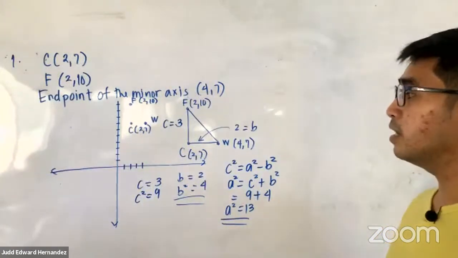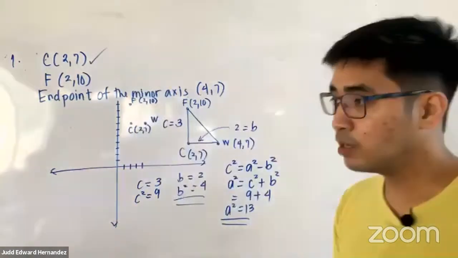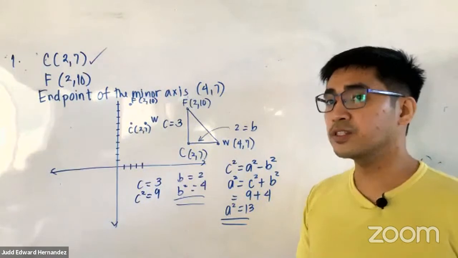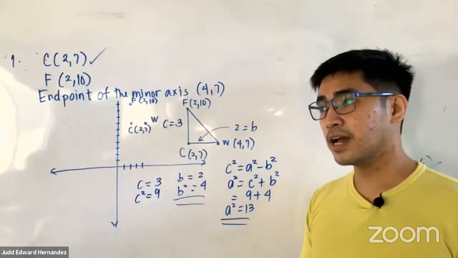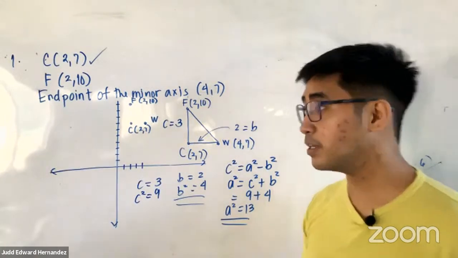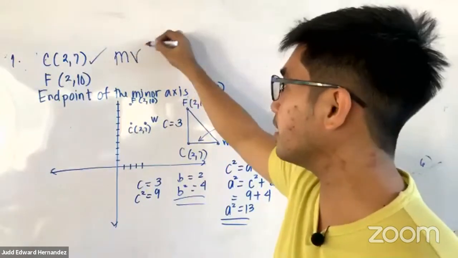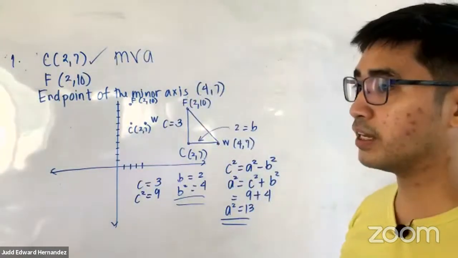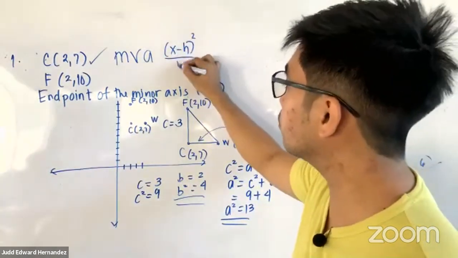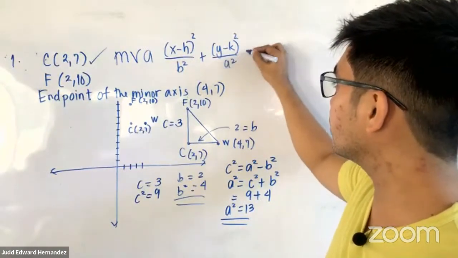Tama. Okay. We have the center. Its location is 2, 7. But what is the major axis? Sabi ko sa inyo, kung saan matatagpuan si foci and vertices, that is the major axis. Therefore, what is the major axis? Vertical axis. Very good. This is major vertical axis. Therefore, the equation now is (x minus h) quantity squared over b squared plus (y minus k) quantity squared over a squared is equal to 1.